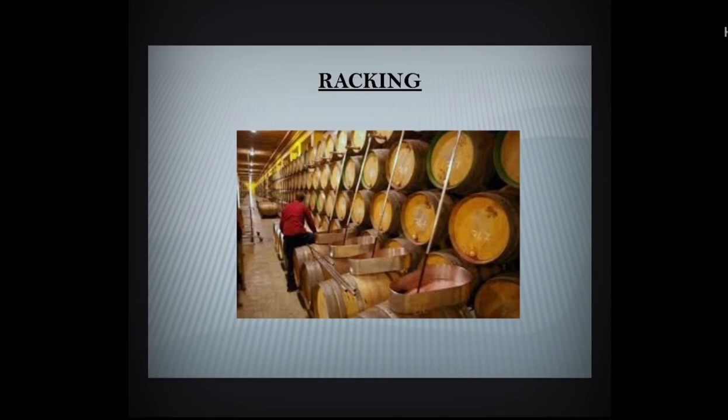Racking is a carbonation process, packed with CO2 under pressure. The beer absorbs the CO2. This beer is stored in a wooden cask. This wooden cask is very expensive, and very high quality wood is used.